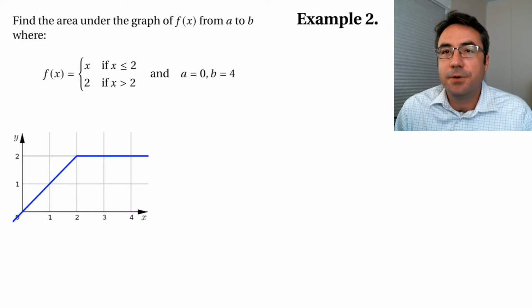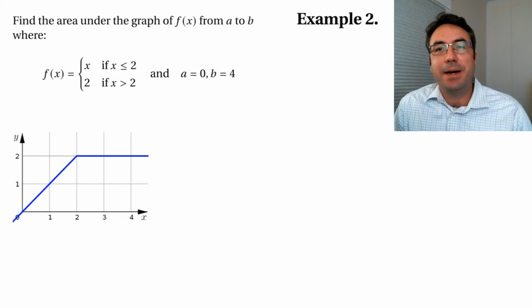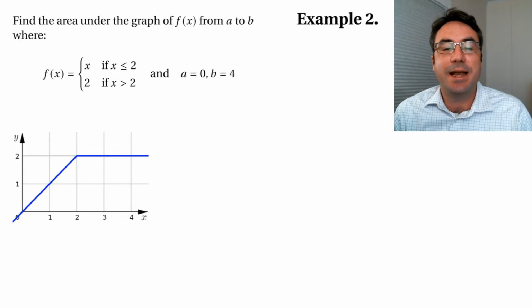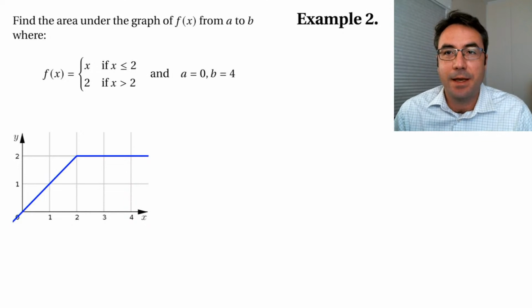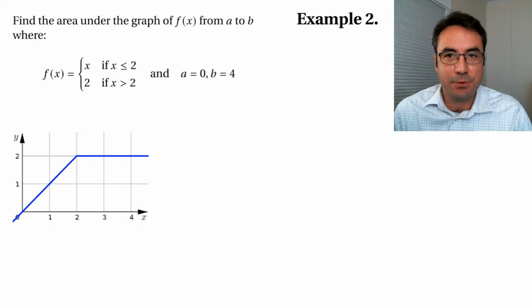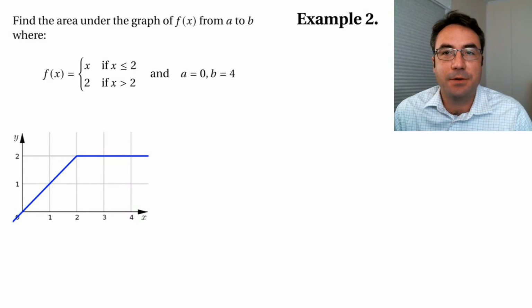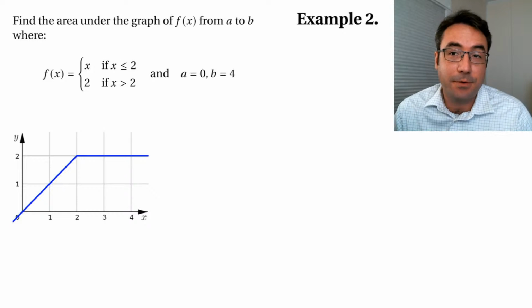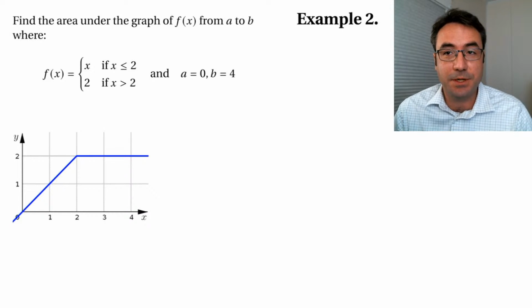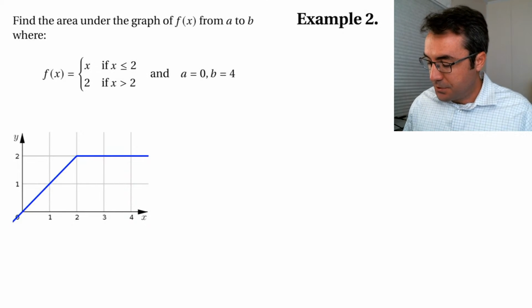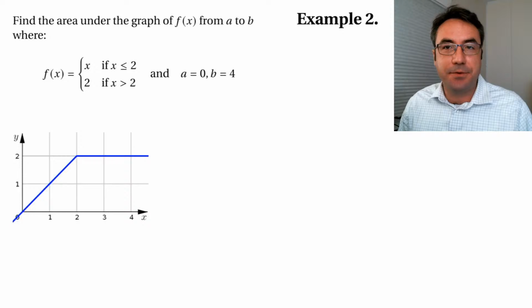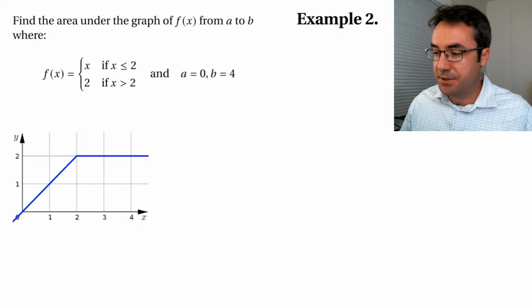Okay, so let's continue talking about definite integrals and how it relates to the area under the curve. We're going to look at example 2 here, where we're given a piecewise function and we're going to find the area under the graph from a equals 0 to b equals 4. So we're going to see how to handle these piecewise functions.